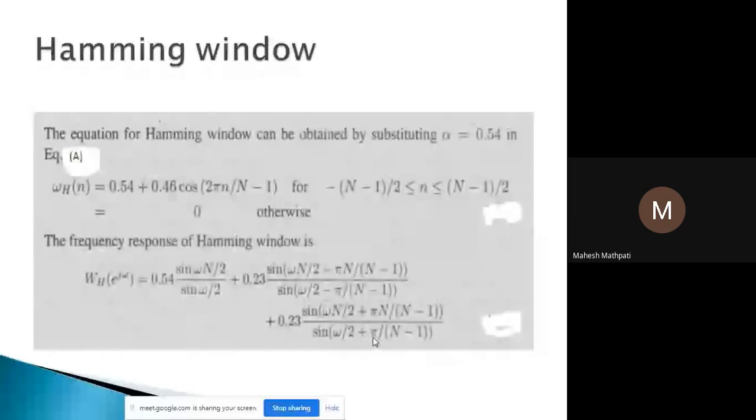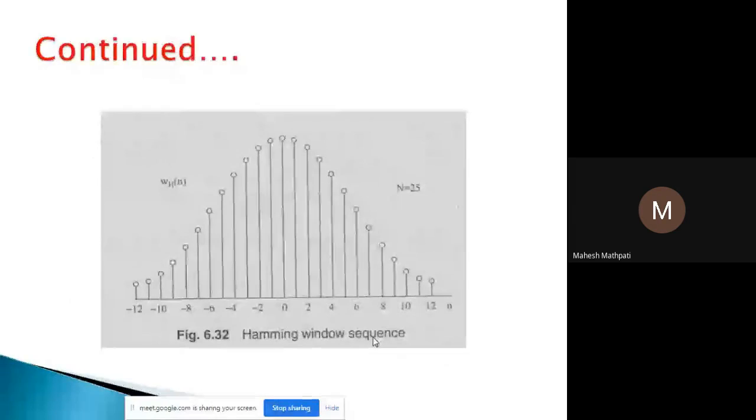Have you finished? Yes, sir. Okay. Now let's move again. Further, this is what the diagram looks like. Using the above equation, you will get a graph like this. Just note down this graph.